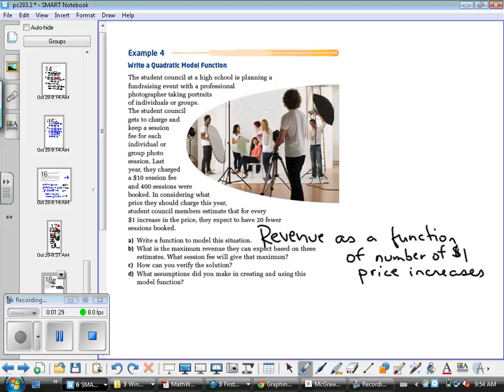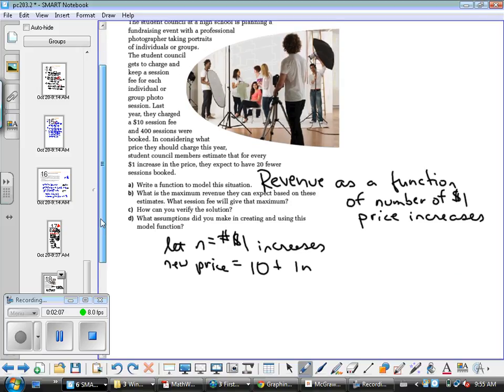But if we just look at the number of $1 price increases, we can see what the new price is quite easily because we just have to add $1 for every one of these price increases, add that to 10. And we also know that each one of these $1 price increases will result in 20 fewer sessions booked. So let's let n equal the number of $1 increases. That means that our new price is going to be $10 plus $1 times the number of increases.